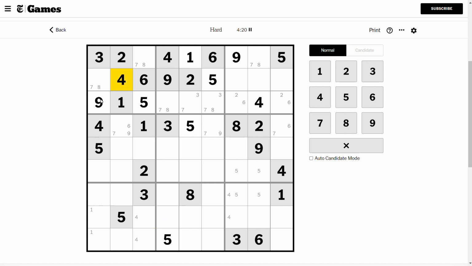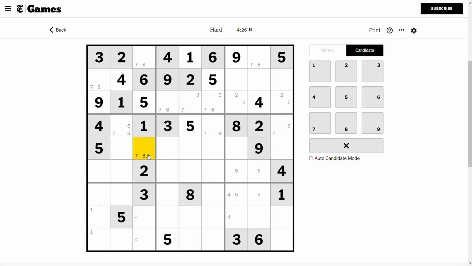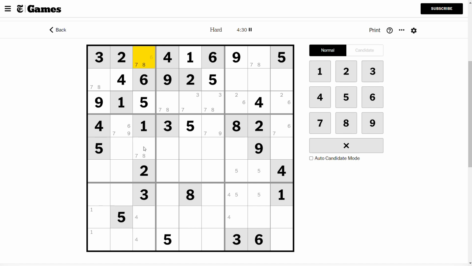This cell sees 4 and 9, so it can only contain 7 or 8, and this cell also sees 4 and 9. So this cell can only contain 7 or 8 as well. Or, you can see that these two cells form a 7-8 pair. Or you can look at it the other way.